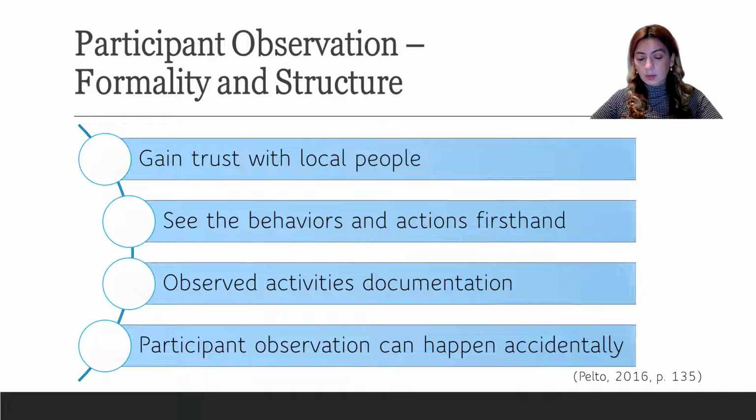Then observed activities documentation. In many cases, only a small percent of observed activities are intended to be fully documented for later write-ups. So this is part again of the structure. You know that you're part of the culture, but only certain activities are actually to be fully documented. I mean, there might be some common sense activities that maybe don't relate to your research, and maybe you don't feel the need to document those.